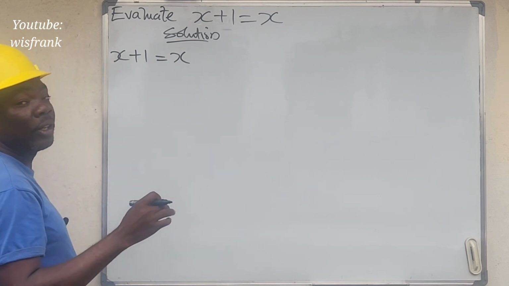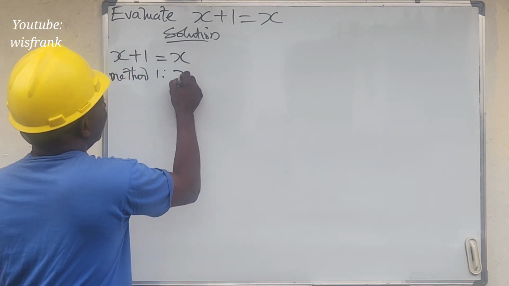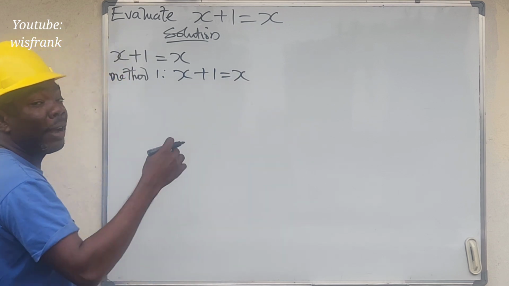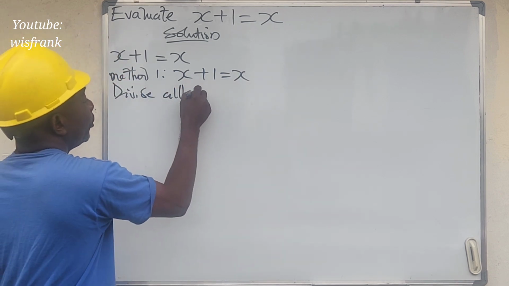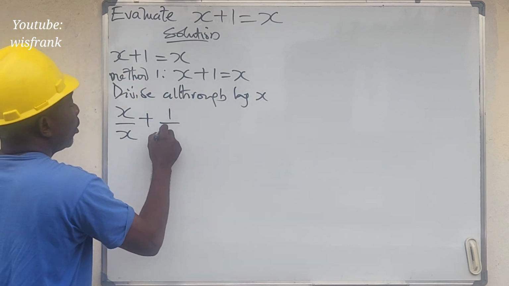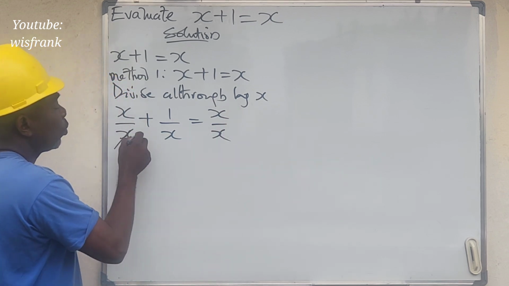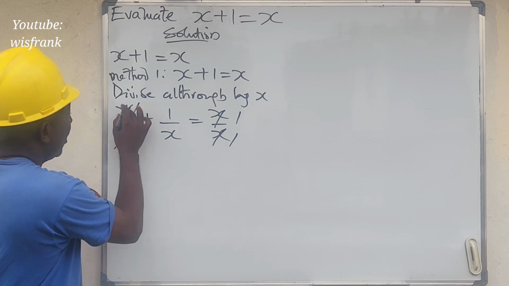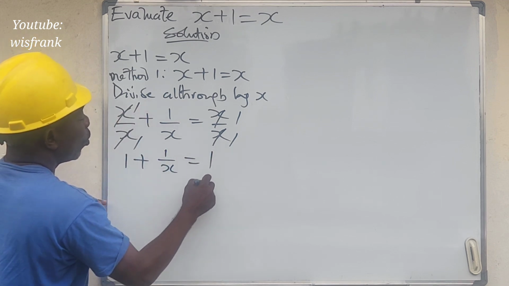When we have a situation like this, the first method, method 1, where we have x plus 1 equals x, we can divide all through by x. So this will become x all over x plus 1 all over x equals x all over x. X will cancel here and x will cancel here. So now we have 1 plus 1 all over x equals 1.